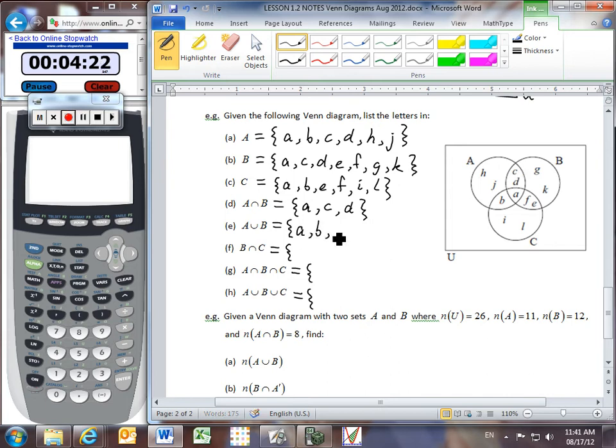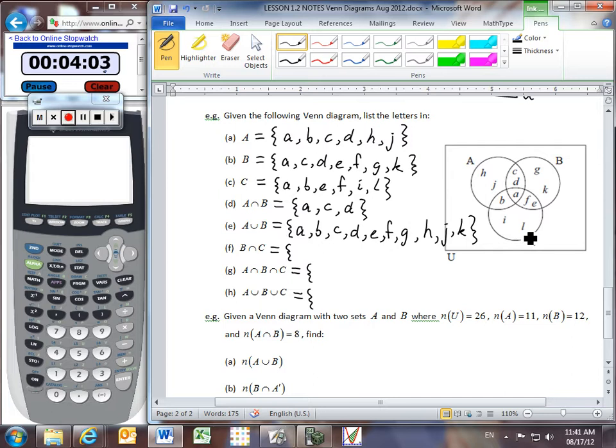A, B, C, D, E, F, G, H, J, and K. In fact, it's everything in the universal set except for I and L. I and L don't belong to A or B.